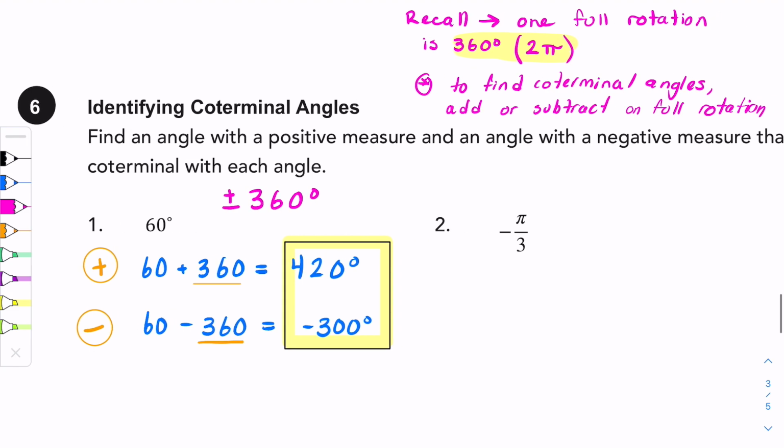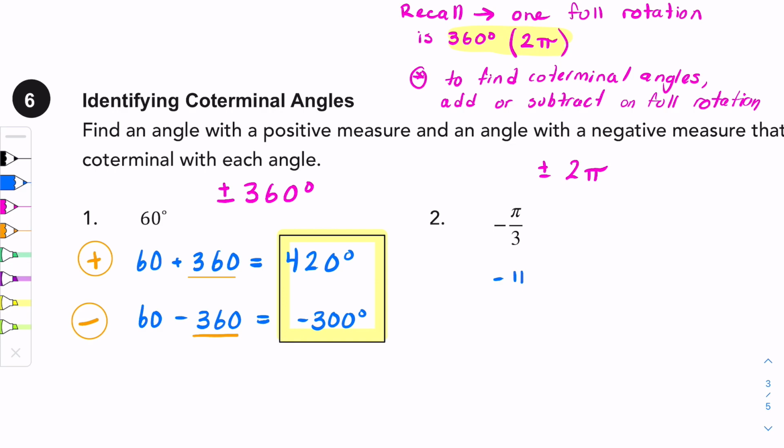For number two, this is in radians, so you could convert to degrees if you want to, or you could know that you're adding or subtracting 2 pi. And that's what I'm going to do. I think it's actually going to save me a little bit of time right here. So I'm going to start with negative pi over 3. And I want to find a positive coterminal angle, so I'm going to add 2 pi.